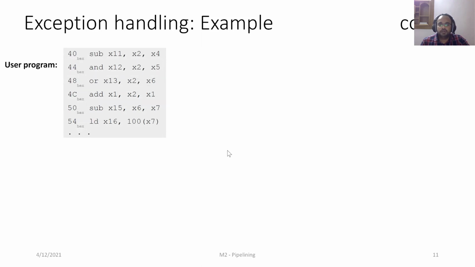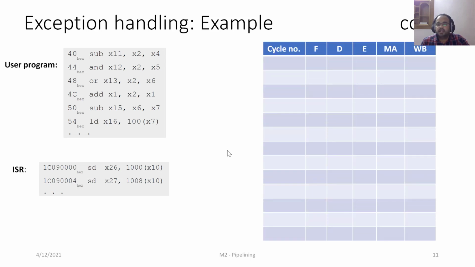Now let's go step by step, right? We have the user program, we have the ISR, and here is the time flow. So we have the cycle number and fetch, decode, execute, memory access, and write back. In cycle number 1, we will fetch sub. In cycle number 2, we will fetch or, and sub would move to decode. In cycle 3, we would fetch add, or would move to decode, and sub would move to execute. In the fourth cycle, we will fetch sub, add will be decoded, or will be in the execution stage, and sub will be in the memory access stage.